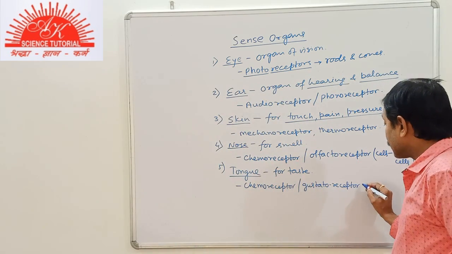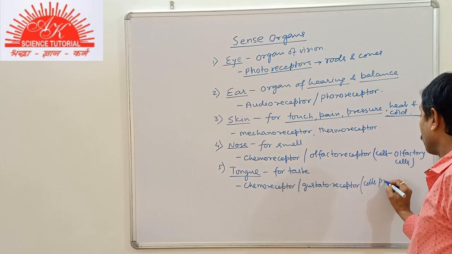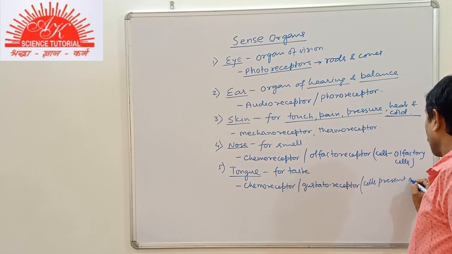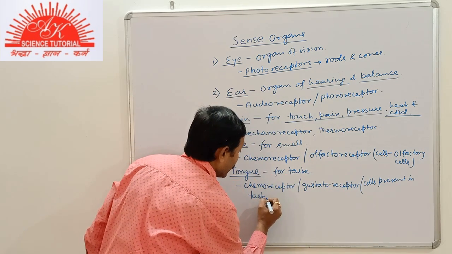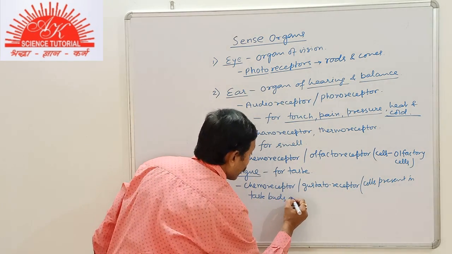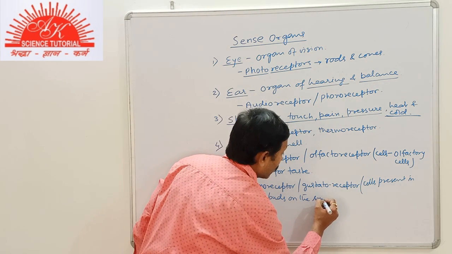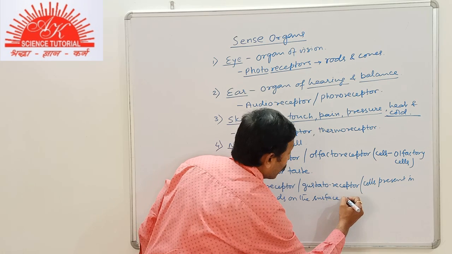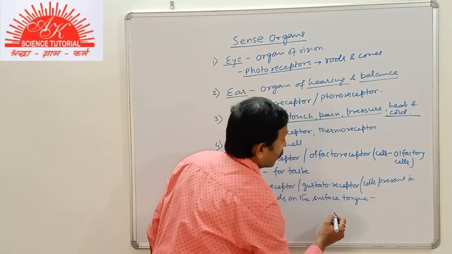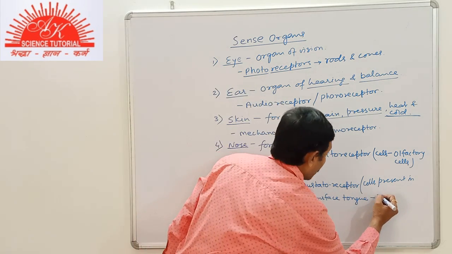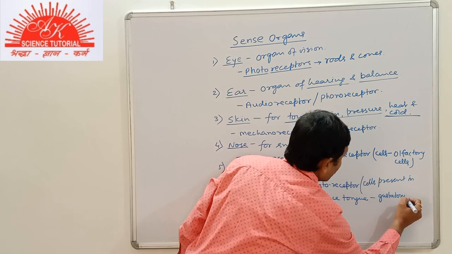Now the cells are present in taste buds on the surface of tongue. It is called gustatory cell.